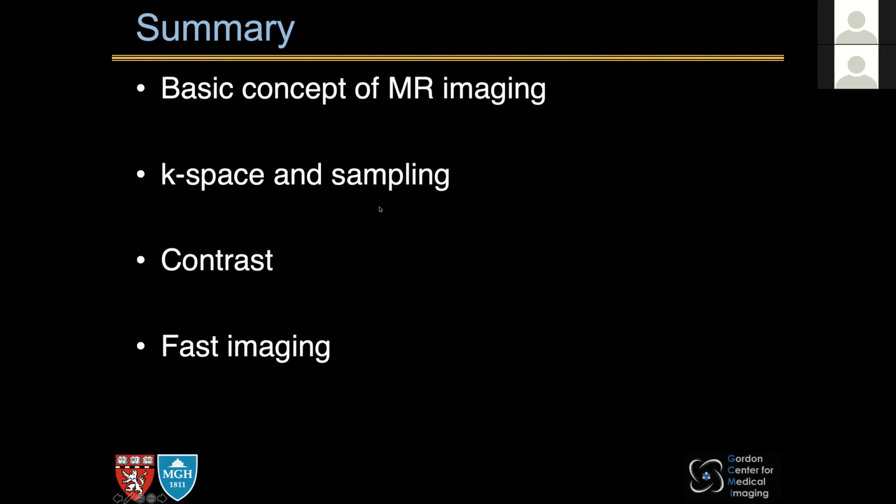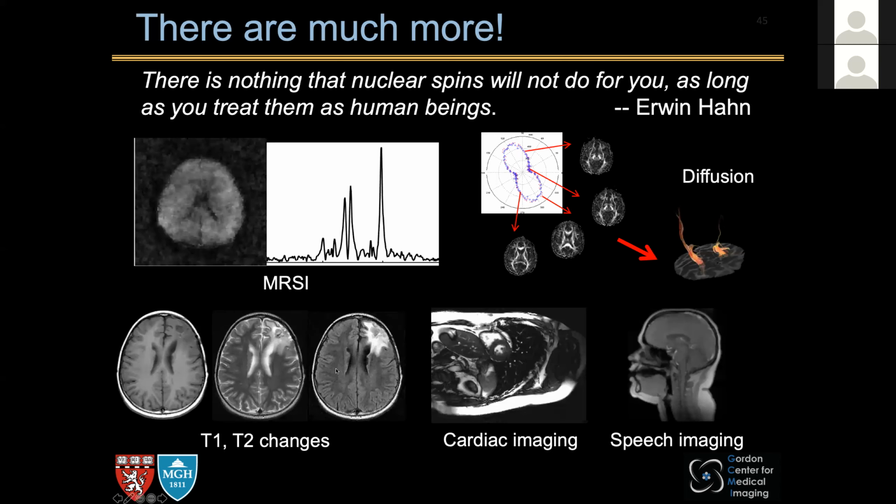On top of this, we discussed several schemes for fast imaging: how to acquire multiple k-space lines in one repetition time, and how to undersample k-space but still recover images without aliasing with the help of coil sensitivity.